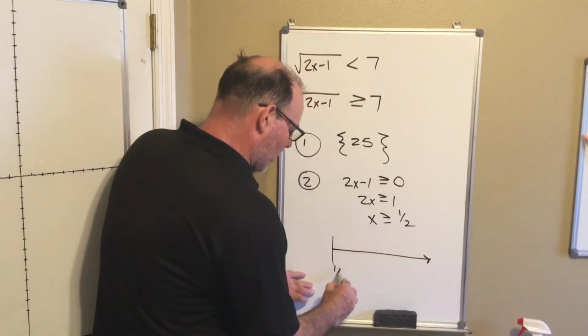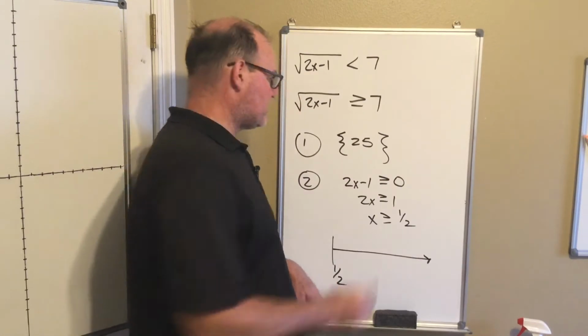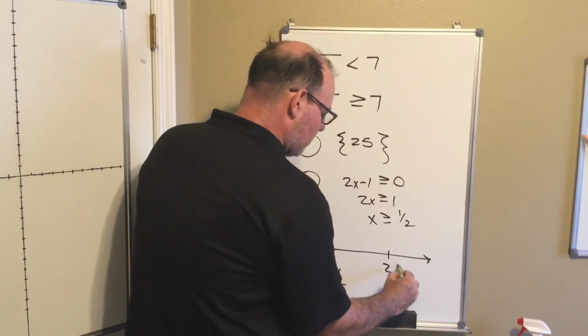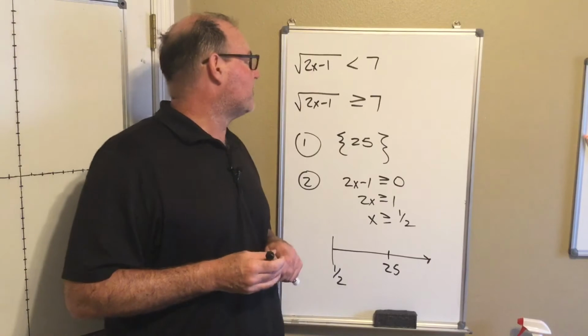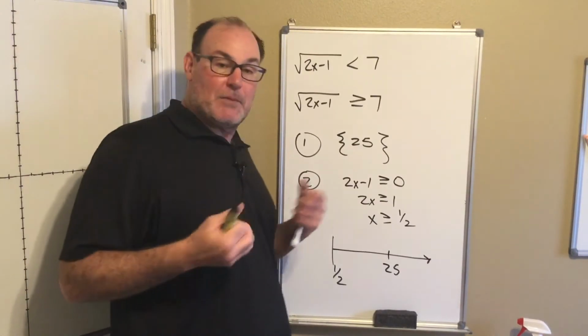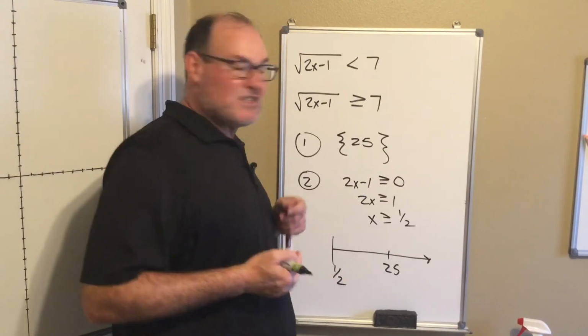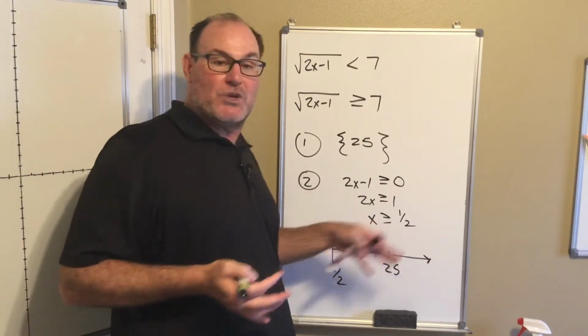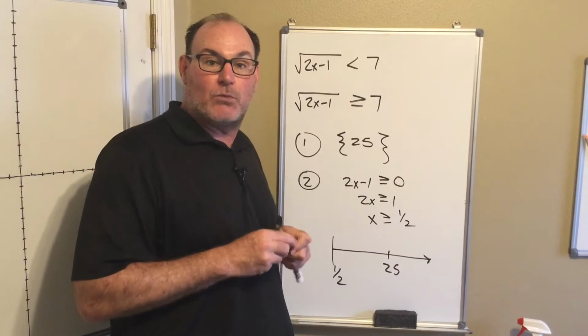It starts at 1/2. That's where the domain starts. And then my point of equality is 25. So there's the two intervals that I have. So what I'm going to do now is I'm just going to pick values and see which is less, which one's bigger, and then I'm going to go ahead and write my intervals.